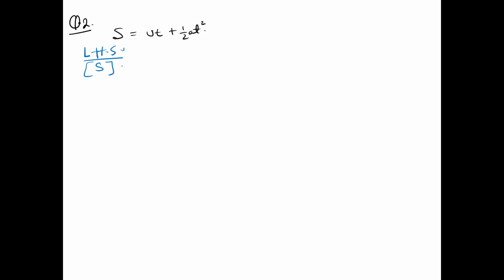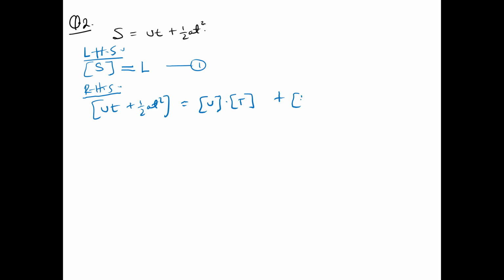So on the left-hand side, dimensions of the displacement s, displacement is length, so we have our capital L. So this is our equation 1 on the left-hand side, it is done. Then on the right-hand side, we shall simply do the same and say that dimensions of ut plus a half at squared is the same as dimensions of u times dimensions of t, then plus dimensions of a half times dimensions of a times dimension of t squared. So dimensions of u is the velocity, meter per second, so that is L T power negative 1. Then times dimension of the time t, we have the capital T.